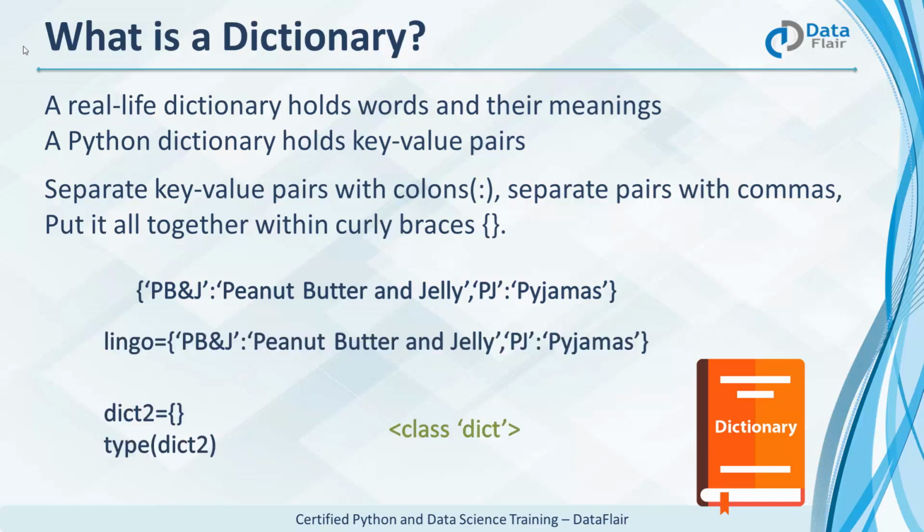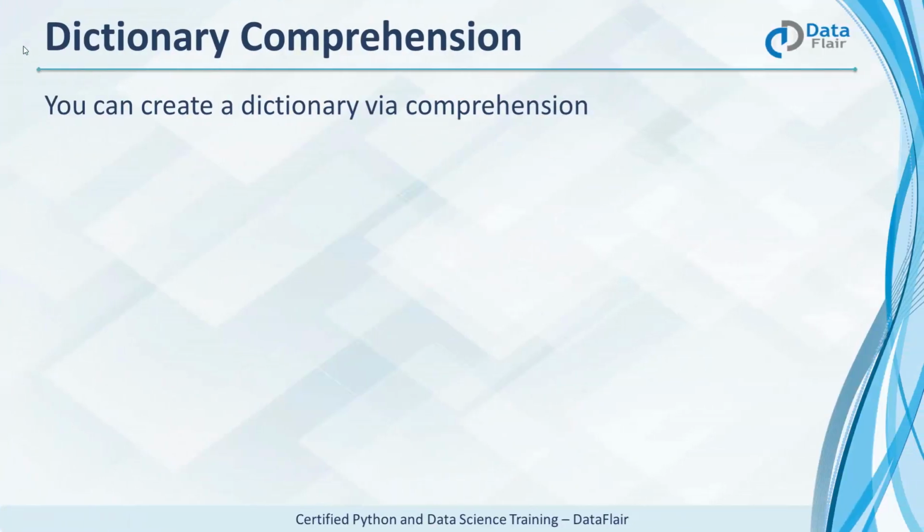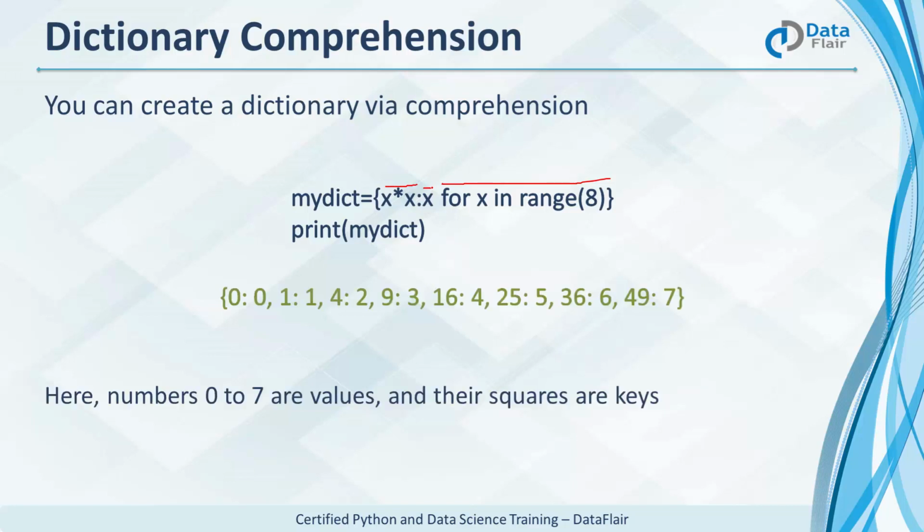Simply using curly braces without putting key-value pairs between them creates an empty dictionary. There's a shorthand to create a dictionary. This is a dictionary comprehension. For each item in the range 0 to 7, key is square of item and its value is the item itself. This is the dictionary it creates, squares and numbers.